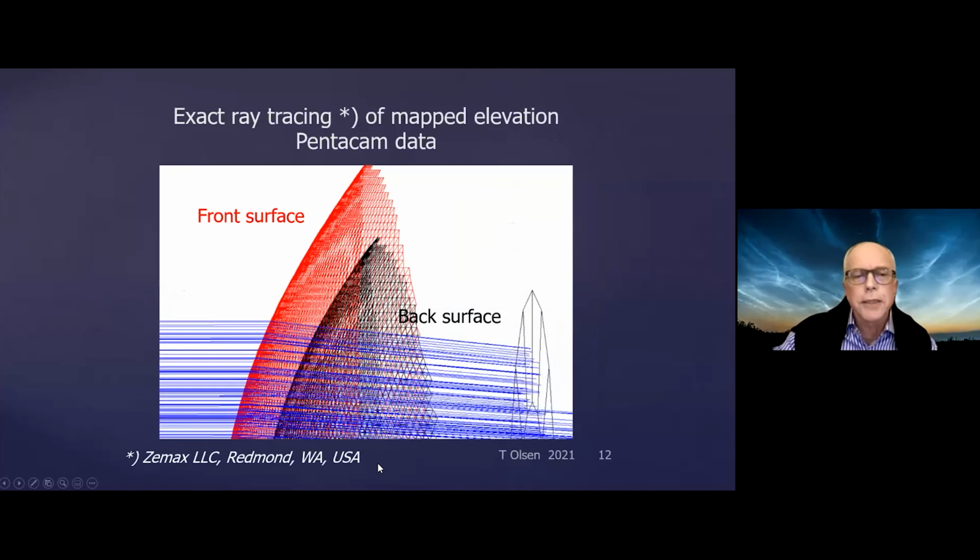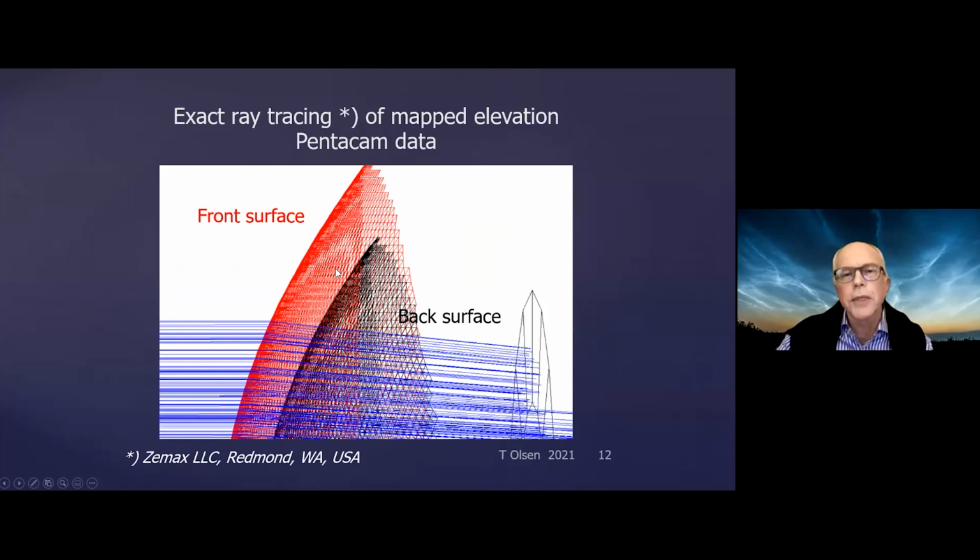There are technologies out there that can be used for this job. This is an example of real Pentacam data of patients that I have imported into the CMAX engineering software. And here you have the front surface of the cornea.